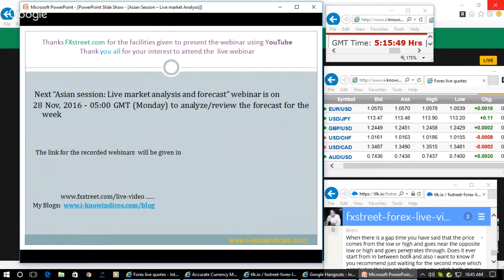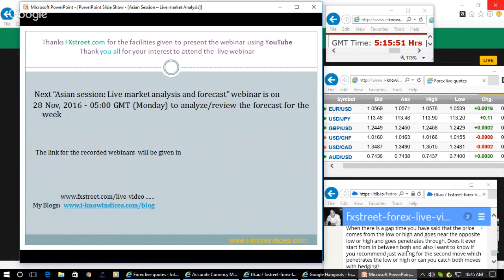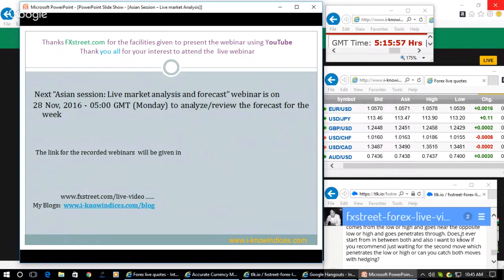There is a question from Bren. When there is a gap time, you have said that the price comes from the low or high and goes through. Yes. Does it ever start from in between both? And also, I want to know if you recommend just waiting for the second move, which penetrates the low or high, or can we catch both moves with a hedging?